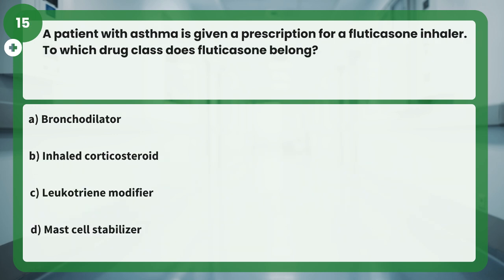Question 15. A patient with asthma is given a prescription for a fluticasone inhaler. To which drug class does fluticasone belong? A. Bronchodilator. B. Inhaled corticosteroid. C. Leukotriene modifier. D. Mast cell stabilizer.